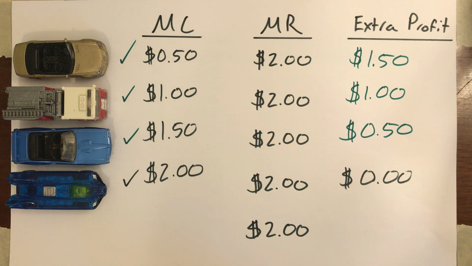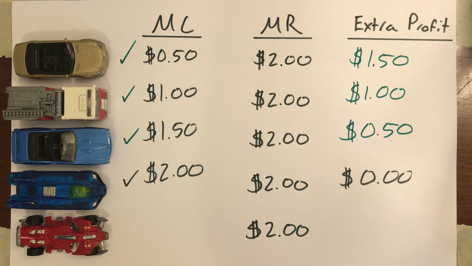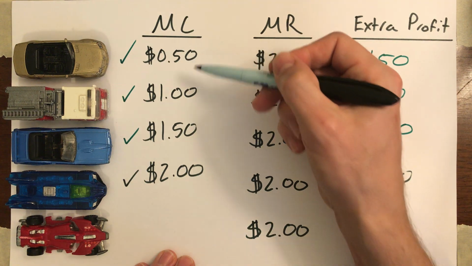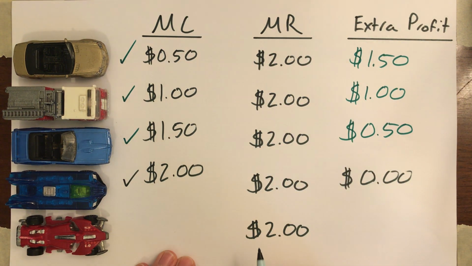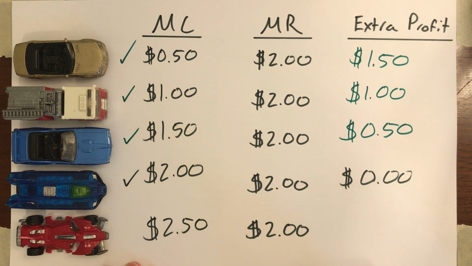Now, let's introduce car number 5, the last one that we have space for on this sheet of paper. And you can probably see where this is going. Marginal cost has been increasing by 50 cents on each additional car that I produce. And so I'm going to maintain that pattern and say $2.50 would be the marginal cost of producing this car.